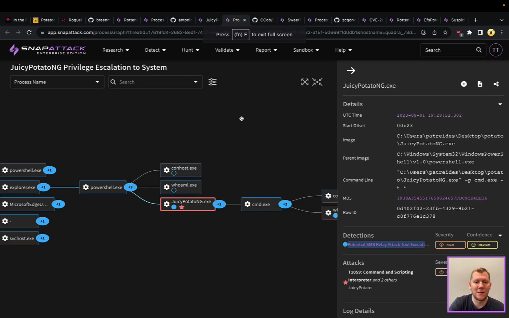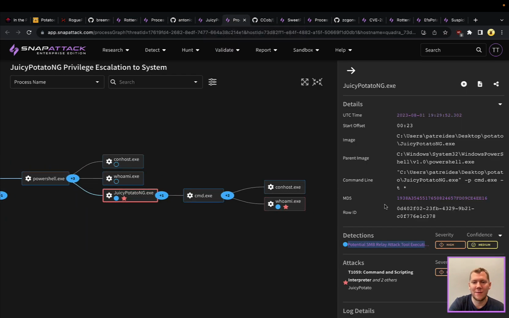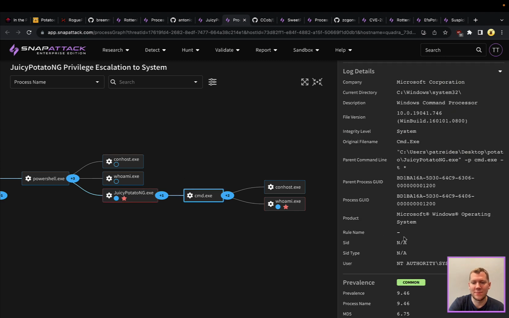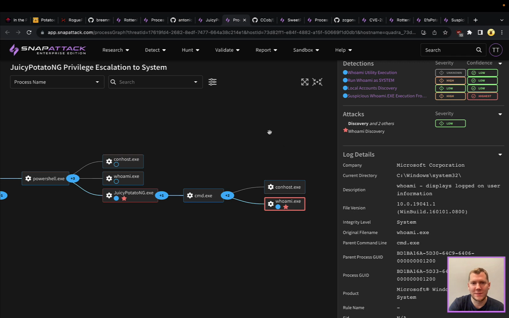If we look at that again on the process graph, very similar where we have this integrity level high shell spawning CMD as system, so works as advertised here.